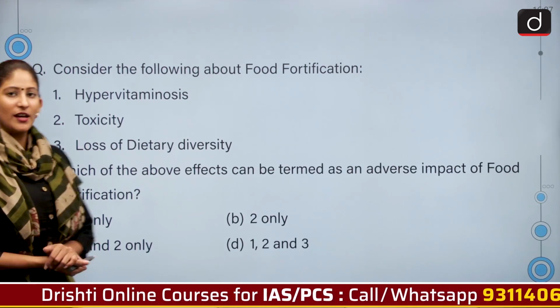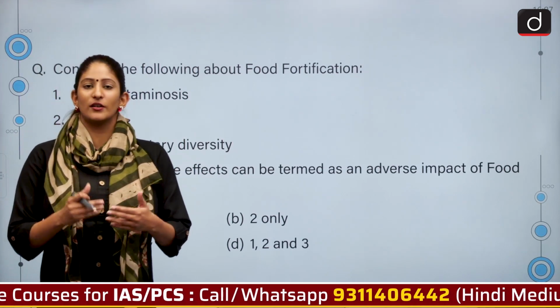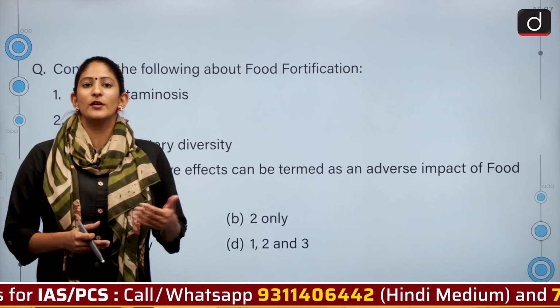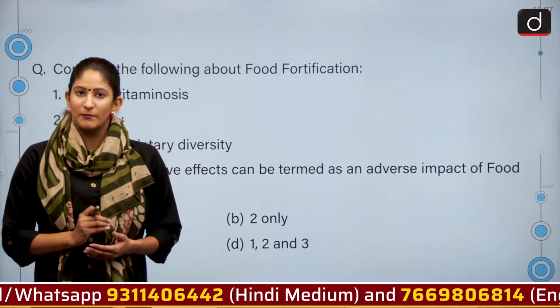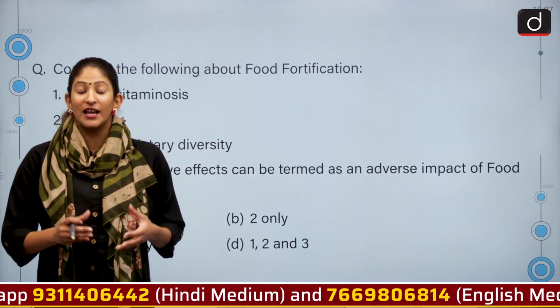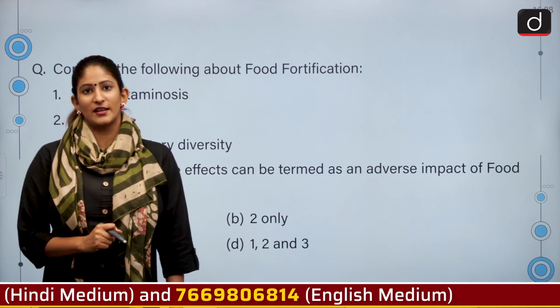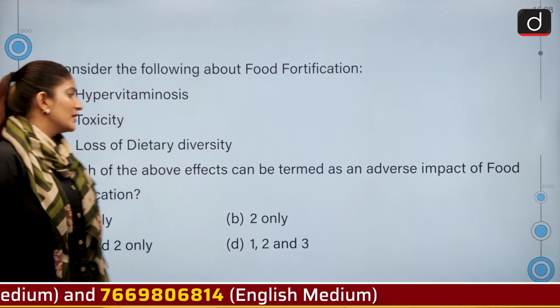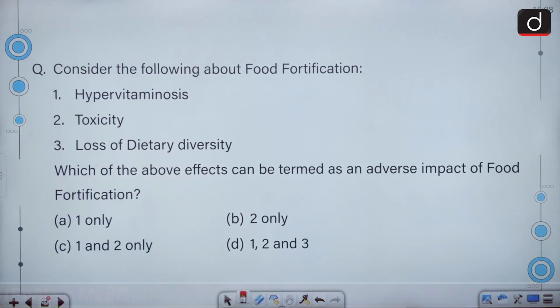So, food fortification is a process through which the regular, consumable food is fortified by certain vitamins and minerals. The vitamins and minerals are enmeshed into the food. So, there are certain adverse events to that as well. It actually has the adverse events of hypervitaminosis, toxicity, and loss of dietary diversity. So, option D is correct.